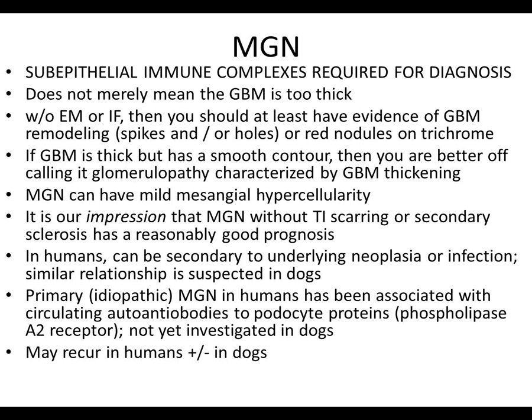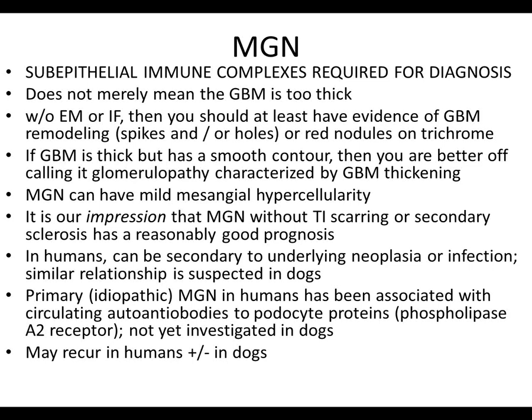If you aren't able to do EM or immunofluorescence, you should at least be able to see evidence of remodeling, which is what we saw on the silver stain, those spike-like projections. That would give you confidence that it's going to be a membranous glomerulonephropathy. If you have a smooth outer contour, then it's not likely to be membranous glomerulonephropathy. So just having a thick basement membrane no longer meets the cutoff for the diagnosis. It has to have remodeling.